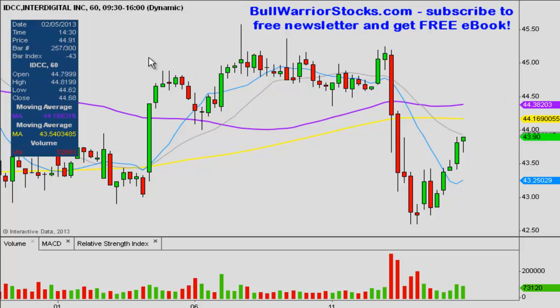So like I said, this is a 60-minute chart. If you're not familiar with what that means, instead of each one of these bars representing a day's worth of price action, each one just represents 1 hour's worth of price action.